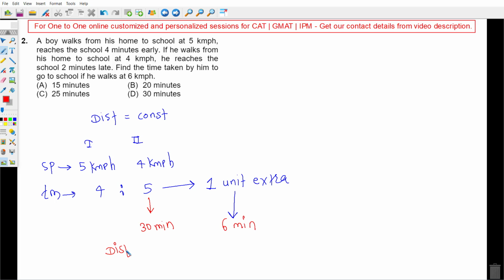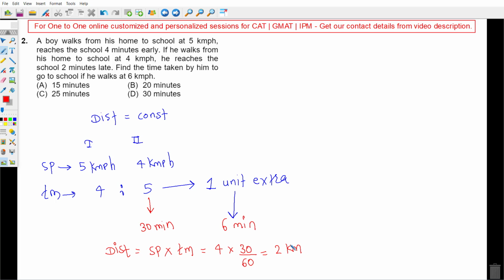So let's find the distance here. We know the formula of the distance. Distance is equal to what? Speed into time. Okay, in the second case speed is how much? 4 km per hour. Speed is in 4 km per hour, that is why time should be in hours. So let's convert 30 minutes into hours. That is 30 divided by 60 hours. So this is equal to how much? 2 kilometers is the distance.